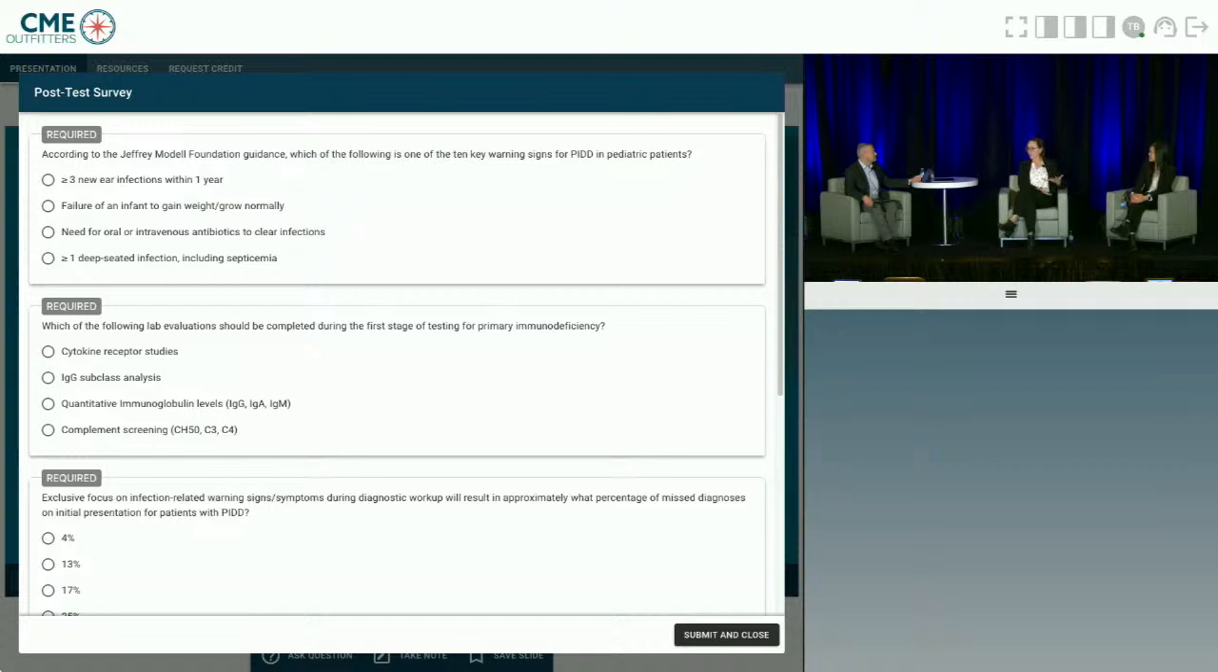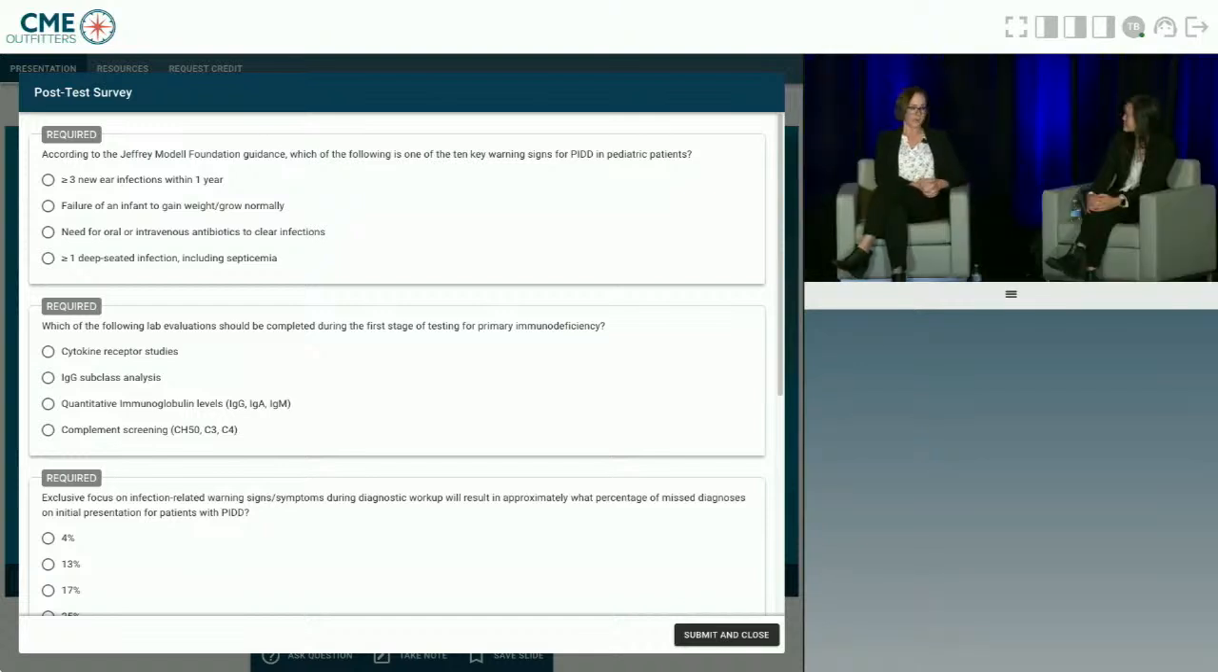I'm going to comment first because I did the economics of this, right? So the cost of doing a CBC with differential and first-pass quantitative antibody studies is cheap.